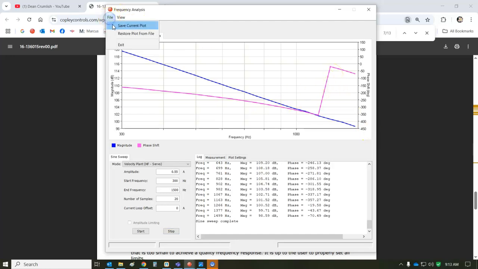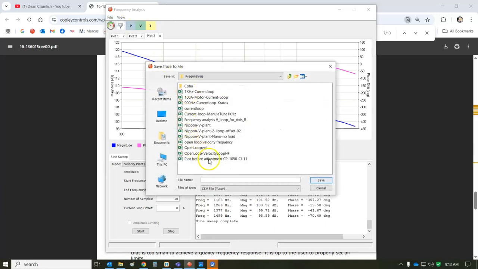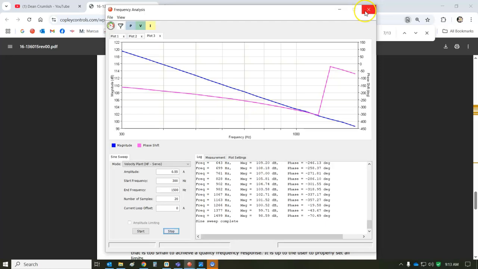And so you just save these, save current plot, and you can give it a name like velocity plant high frequency, velocity plant low frequency. And that, in conjunction with the CCX file, is probably all the data you need for the analysis. But the data is good to gather, and the analysis can be done in MATLAB if you want to do your own custom biquad filters or something.